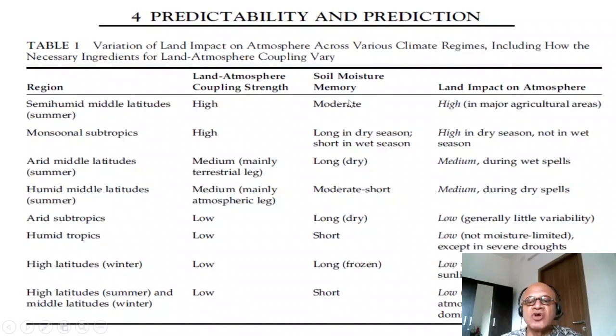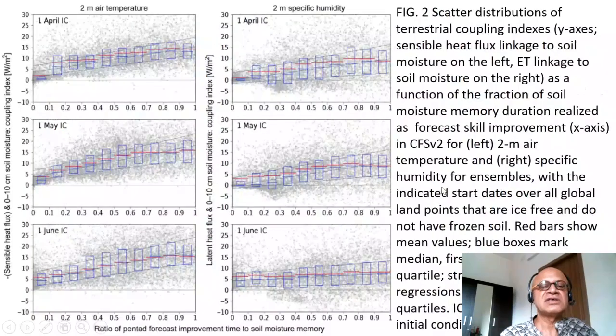Arid mid-latitude climate, soil moisture memory is long, moderate to short, and so on. So here it's long in high latitude winter because it's frozen, so the land can be covered by snow and protected in terms of heat exchanges. And then when the snow melts, then you have fast exchanges during spring and summer months. Okay, so looking at land impact on the atmosphere, it's high here, especially in major agricultural areas, high in a dry season but not in wet season, medium, and so on and so forth. So go through these processes and see how this works.